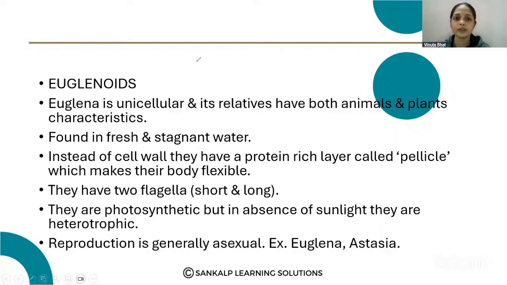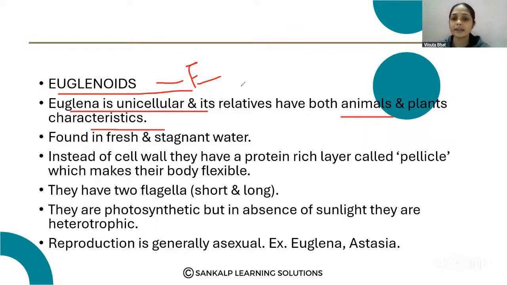Euglenoids, for example Euglena, come under these euglenoids. So what are the special features of these euglenoids? They are unicellular, and they have the characters of both animals and plants. When these euglenoids get sunlight, they perform photosynthesis. When they are in the deep sea, they are not able to do photosynthesis, so they act as heterotrophs. Okay, both phototrophic and heterotrophic.